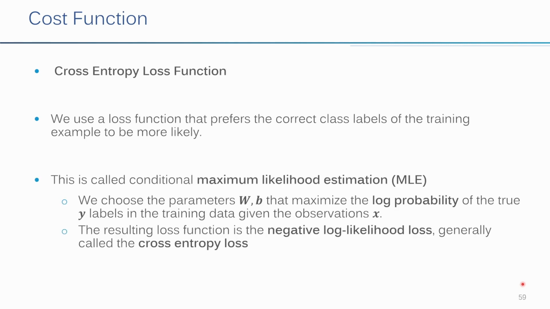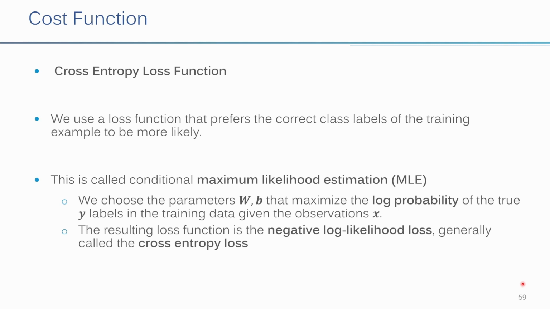Okay. Then as a cost function, we use the cross entropy loss function. So we use a loss function that prefers the correct class labels of the training data examples to be more likely. We want a function to reward that the correct label was correctly guessed in this case. And this is called conditional maximum likelihood estimation.